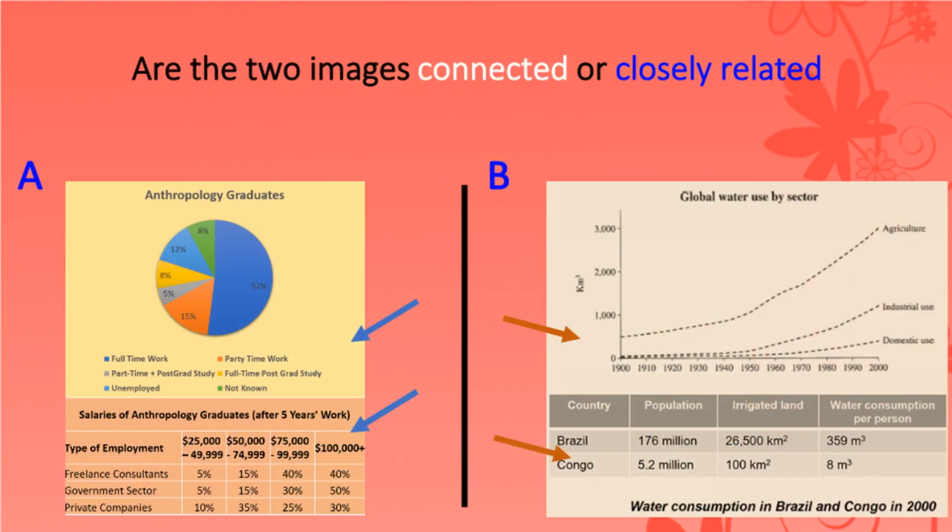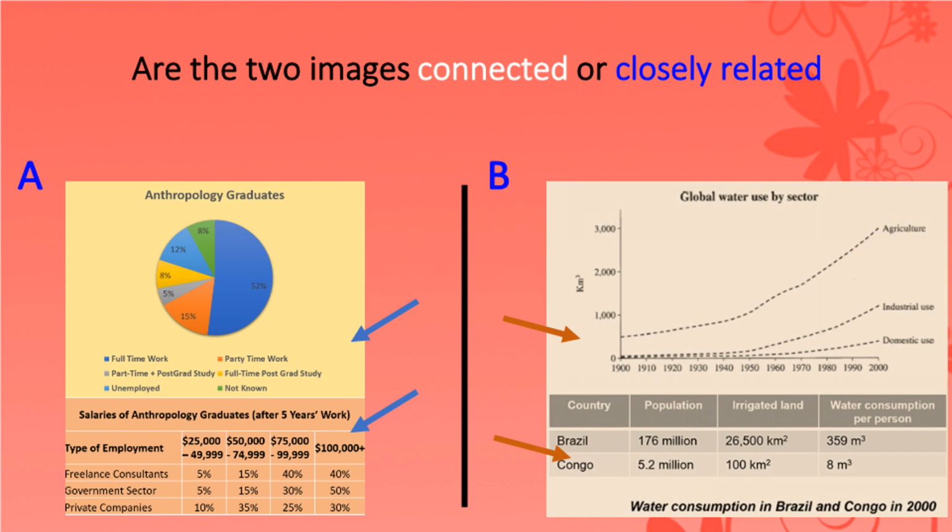Take a look at these two sets of images A and B. The one on the left, Image A, has a pie chart talking about what anthropology graduates did after finishing their degree, and below it, a table giving their salaries after 5 years. Image B, the one on the right, has a graph that talks about global water use by sector, and the table talks about water consumption in Brazil and Congo in year 2000. Observe the images very carefully and answer.